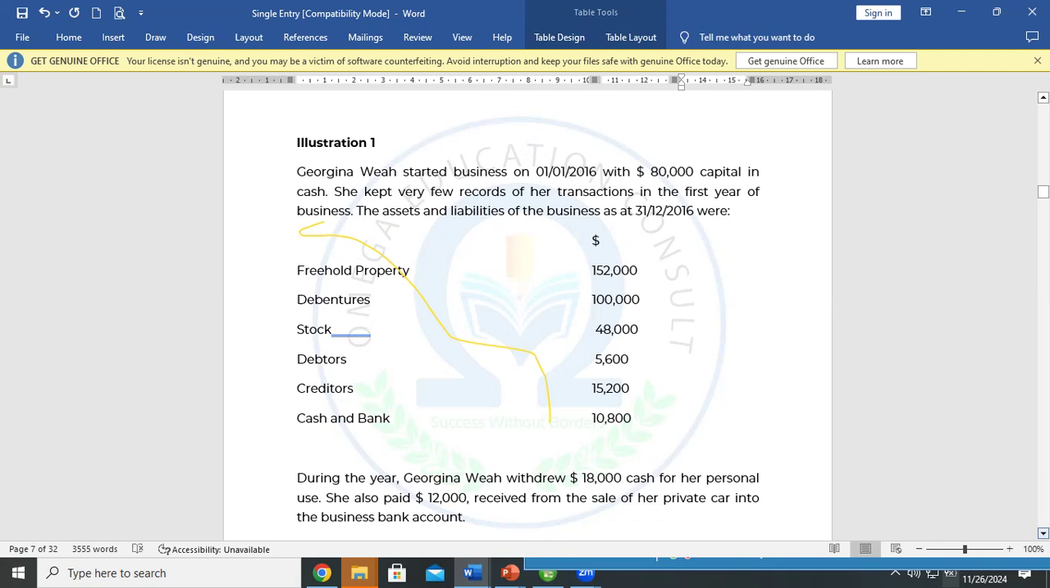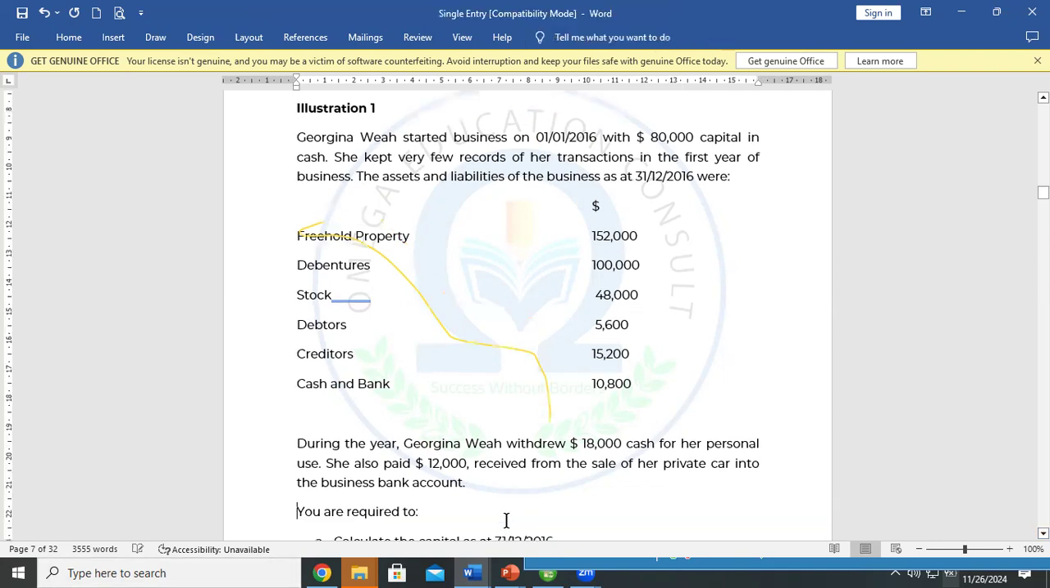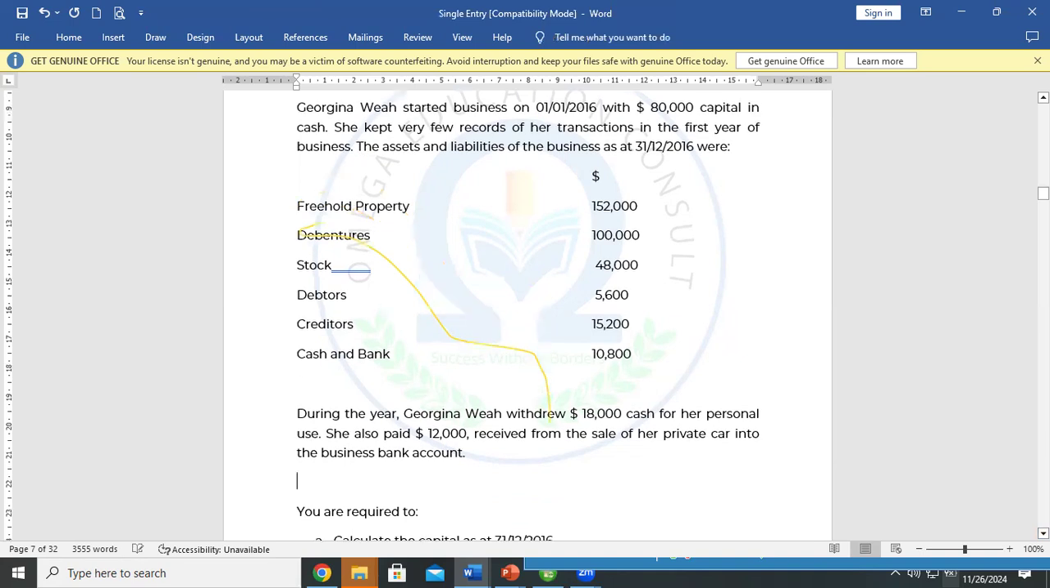During the year, Georgina Ria withdrew $18,000 cash for her personal use. She also paid $12,000 received from the sale of her private car into the business bank account. Now, all I'm asking you to do is to prepare the statement of affairs as at 31st December 2016. Remember, I told you the statement of affairs is like the balance sheet. So when you see the title, you shouldn't be confused.